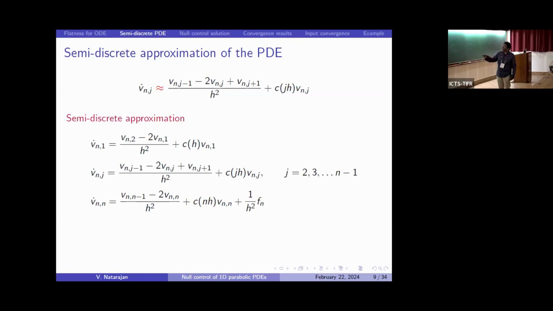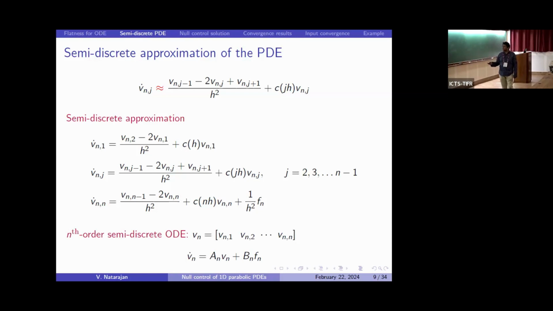Okay, so this expression Vnj dot is exactly what I have here. And of course, I have equations which are close to the boundary, they're slightly different. So this is my semi-discrete approximation for the parabolic PDE I'm considering. And you can immediately see that this is in the strict feedback form. Vn1 dot depends on Vn2, not on Vn3, only Vn2. And similarly, Vnj dot at most depends on Vnj plus 1. Okay, so using the same logic that I presented, we can see it's flat. I'll mention this again in a moment.